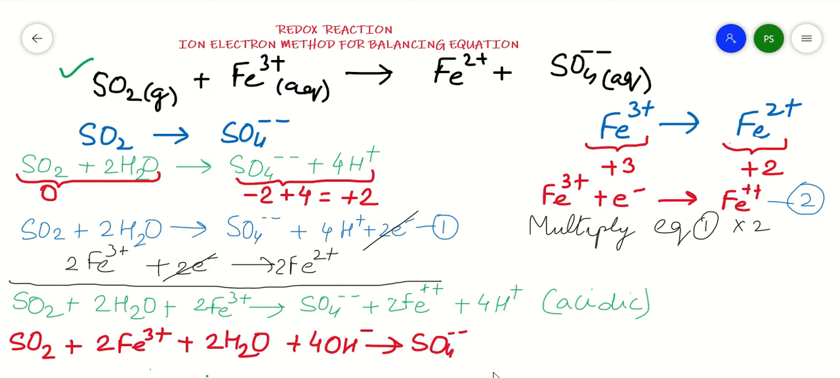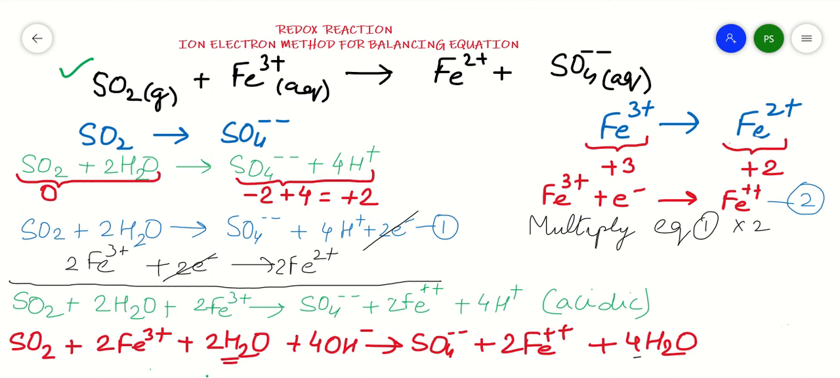SO4 plus 2Fe positive 2 charge plus 4H ions plus 4OH ions. Now what will happen? These 4H ions and 4OH ions will combine to give me 4H2O. So instead of these two ions, I will write 4H2O now. So here 4H2O will be formed, but I see 2H2O is present here and 4 are present here.